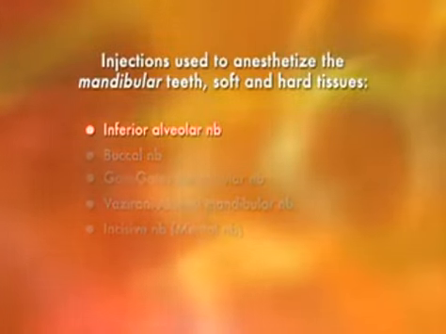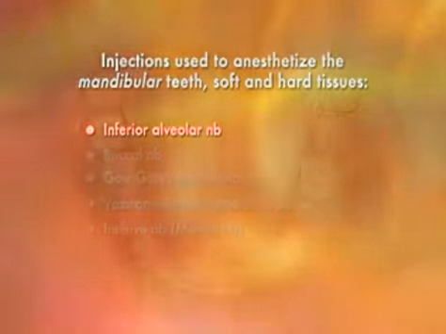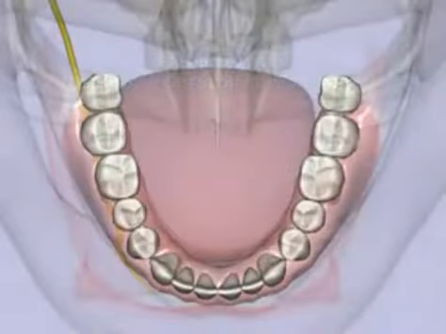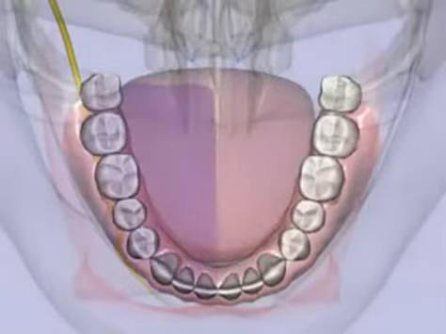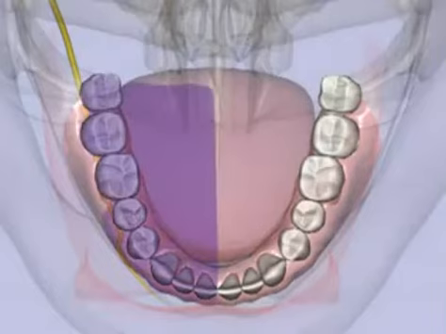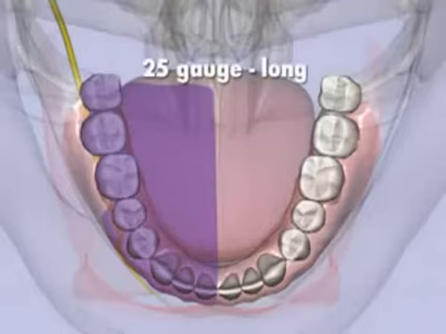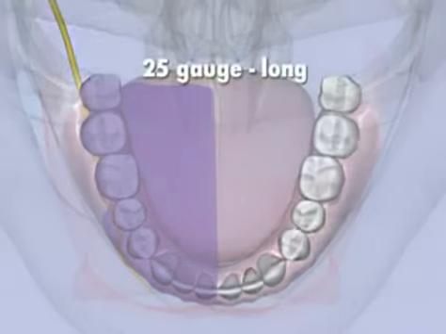The inferior alveolar nerve block provides anesthesia to the pulps of the 8 mandibular teeth in that quadrant, the buccal soft tissues and bone anterior to the mental foramen, the anterior 2/3 of the tongue and the floor of the mouth, and the lingual soft tissues and periosteum. A 25-gauge long needle is recommended.